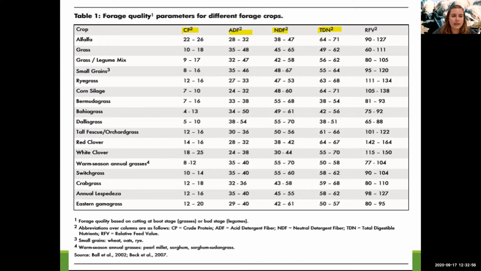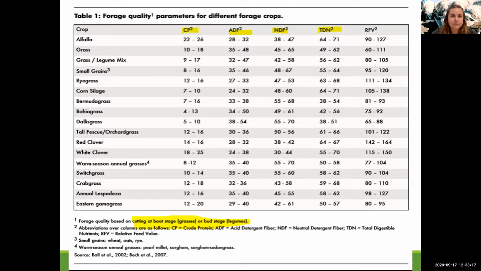On the left of this table, we have all these different forage crops. So you'll see here in the footnote, all of these were cut either at the boot stage if they're grasses or bud stage as legumes. So they're cut at the optimal time.